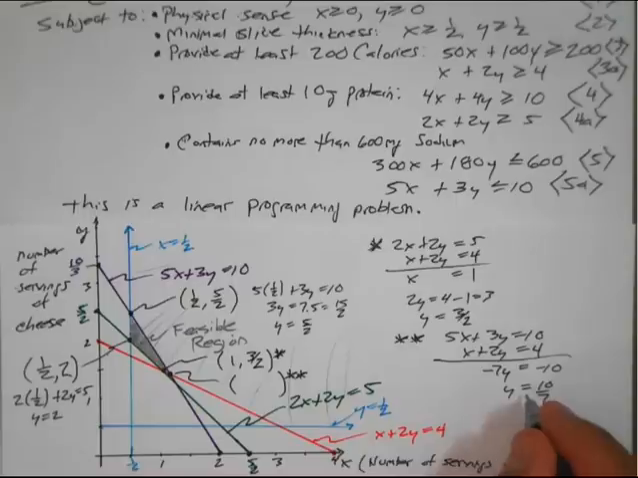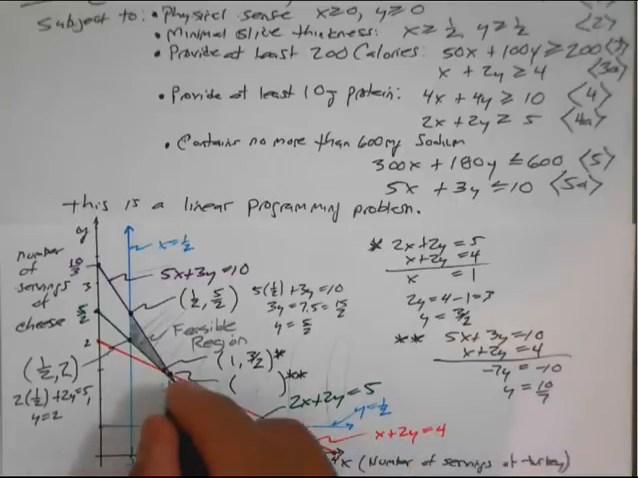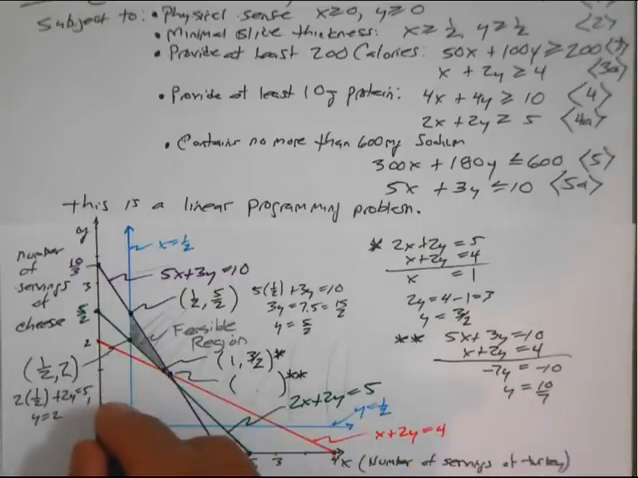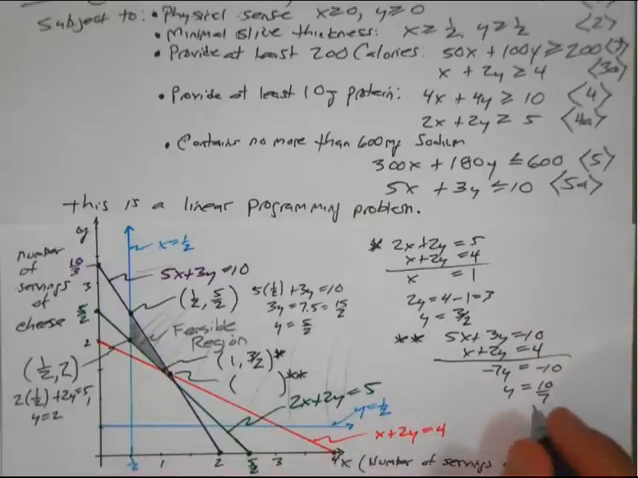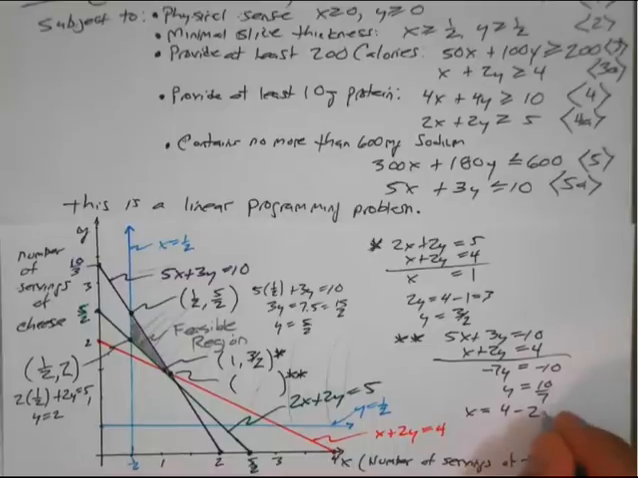10 sevenths, that's like 1.4. How's that look graphically? Looks pretty good. There's 1, there's 2, there's 1.5. Okay, we seem to be on target here. Keep going. Get the x. Recycle the second equation as the source. x would be 4 minus 2 times 10 sevenths.